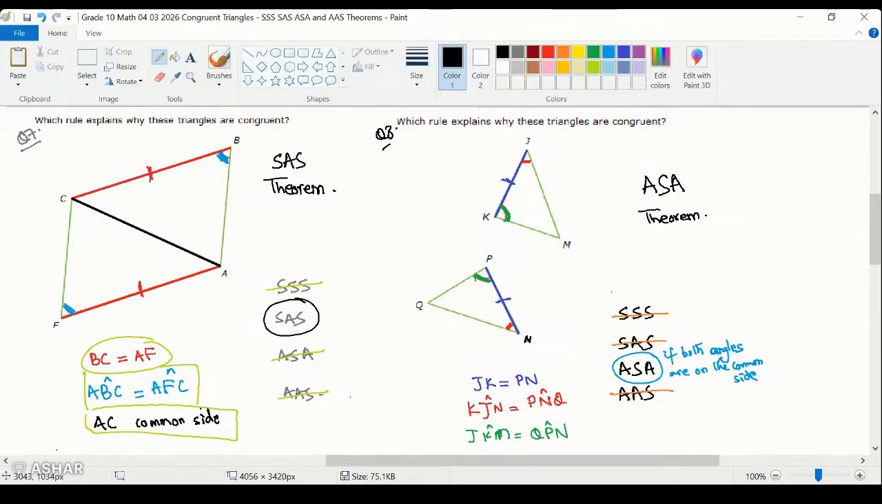Because we can see over here the angle J and angle K, right? Both of these angles are on the common side. That is JK and PN. They are exactly the same. If the angle would have been given this, then we will go for the angle angle side property. Okay.